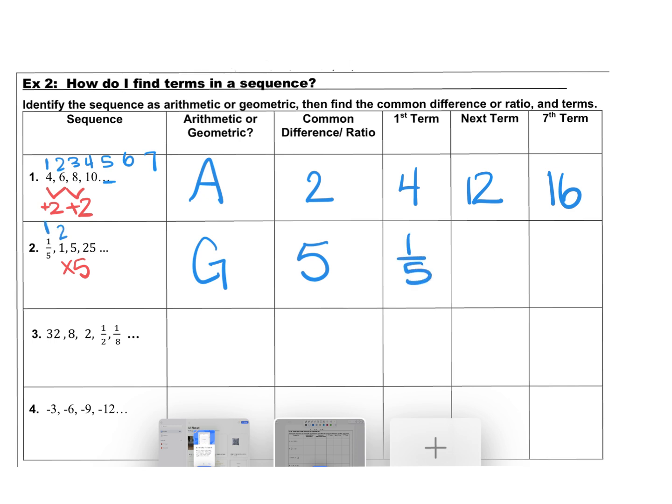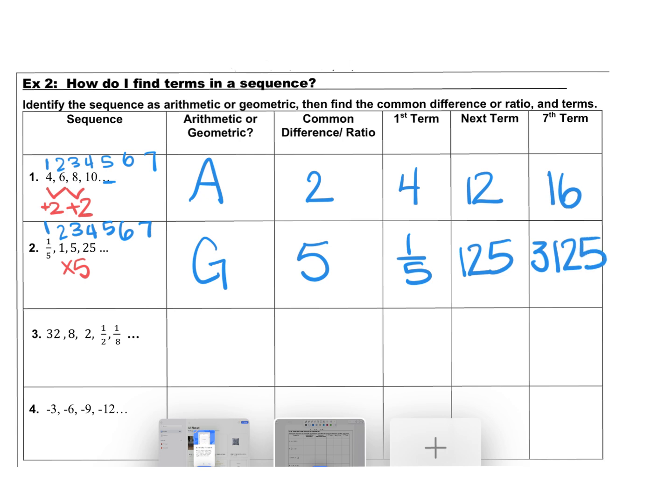And then we could extend this out. So if I took 25 and multiplied that by 5 to get the next term, I'd have 125. Well, then to go out to the 7th term, I'm just going to multiply by 5 2 more times, and you'll get 3,125 when you extend that out.